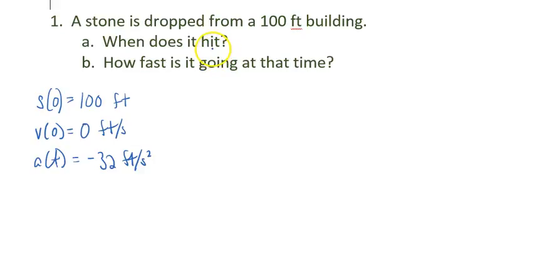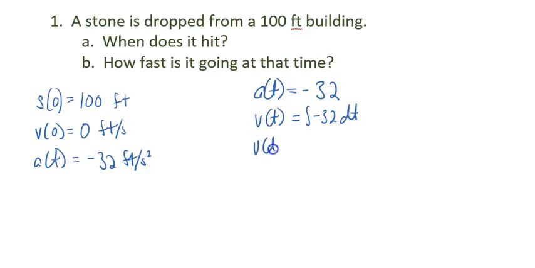Well, when it hits, as I was talking about before, we know that that distance is 0. And we normally would take our distance equation and set it equal to 0, but since we don't have a distance equation, we're going to have to work backwards to find that, and that's where the differential equations come in. So I'm going to start with my acceleration equation, and I'm going to take the antiderivative of both sides. So this will become velocity, and then the antiderivative here would be negative 32t plus c.